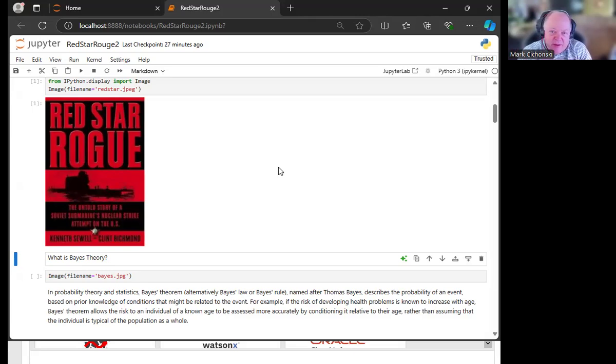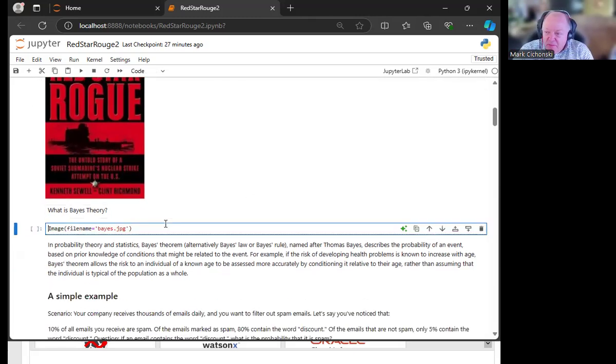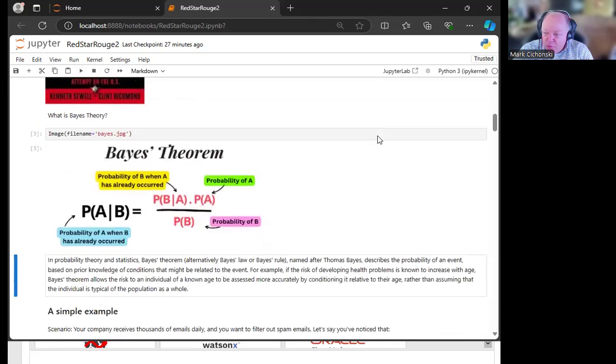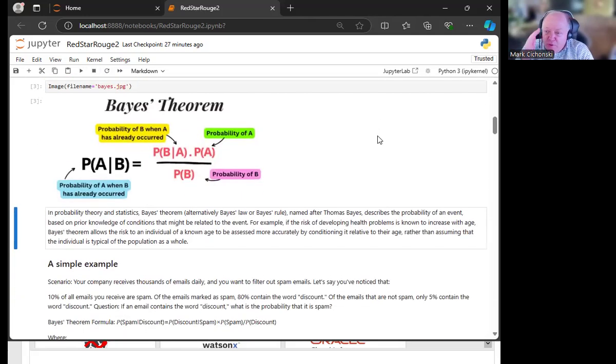So what I came up with here is totally fictional in terms of the actual analysis. The factors are real based on what they explain in the book, but how they did it is still classified to this day. So when we show Bayes here, what we're really looking at is, on the left-hand side, the probability of A when B has already occurred. So what you know is the probability of B when A has already occurred, the probability of A, and the probability of B. So let me give you a practical example.